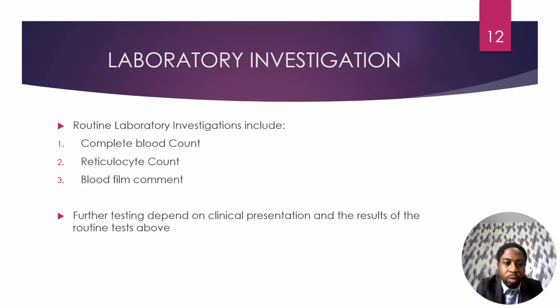So for example, if routine investigation shows that the patient is likely to have sickle cell anemia, we may do sickling and HB electrophoresis. If the routine investigation points to iron deficiency anemia, an iron profile may be carried out, and in some cases, a bone marrow sample may be taken and the iron stores will be assessed using special stains.